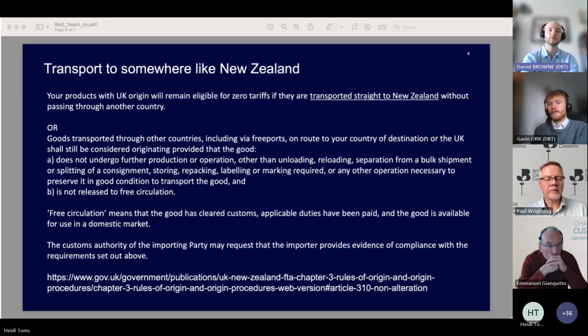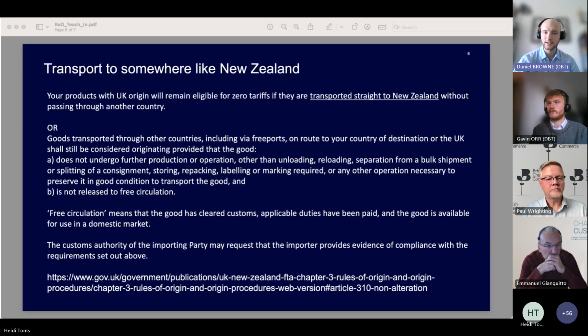So under the UK-New Zealand agreement, if you ship your good, your agricultural sprayer or what have you, to New Zealand directly, it goes straight there. It doesn't stop off anywhere, and it doesn't go through any other territory or any other country, no free ports. It will access preferential tariff treatment. It will remain eligible for zero tariffs if it goes straight from the UK to New Zealand non-stop, no problem.